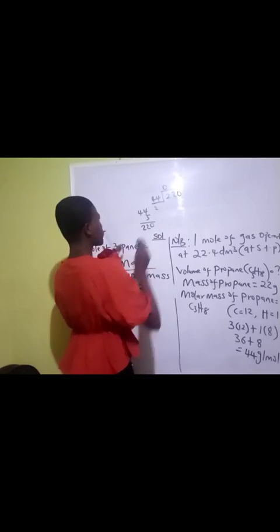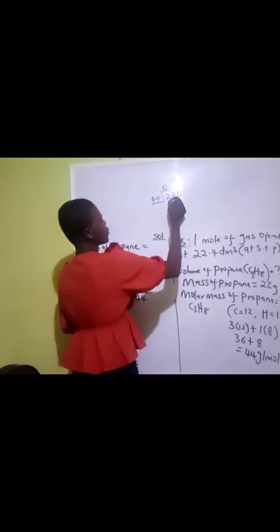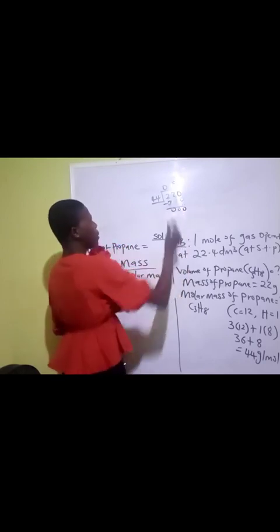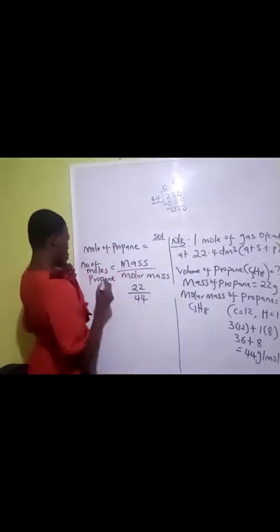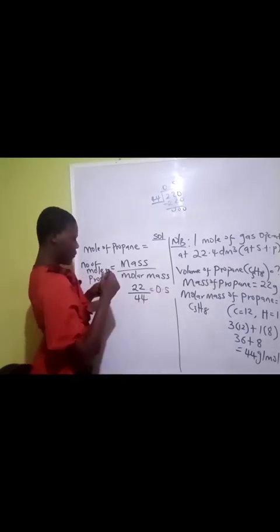So 5 times 44 is 220. You subtract, you have 0, 0. So it becomes 0.5. So the number of moles is equal to 0.5.